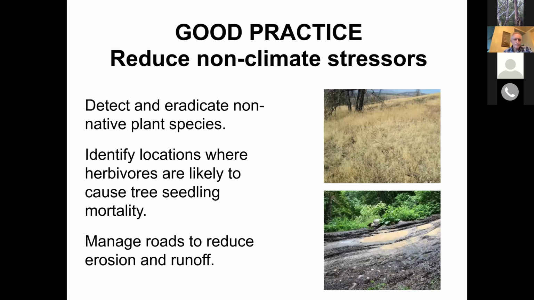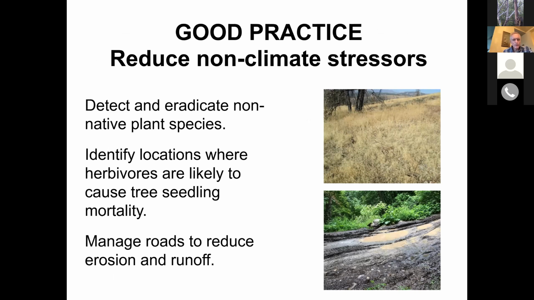What I'd like to do for the next several slides is to go through a series of discussions on what I call good management practices. And these will be fairly straightforward, I think. Most of what I'm going to talk about today would be applicable on both public land and private land. And so I hope that you can see the connections to your own particular situation.